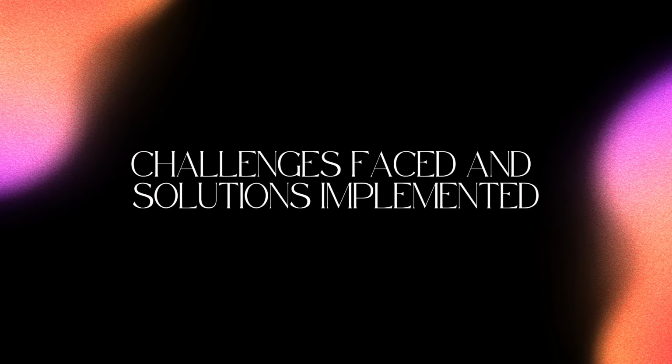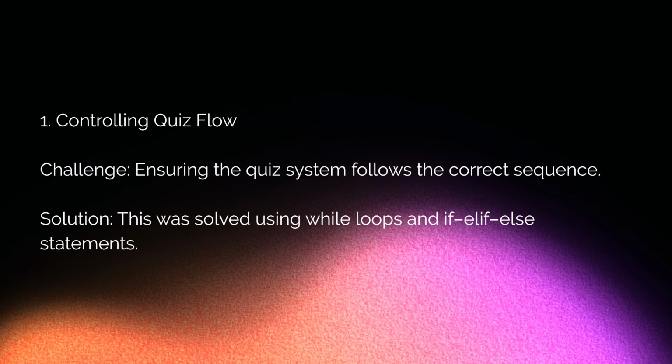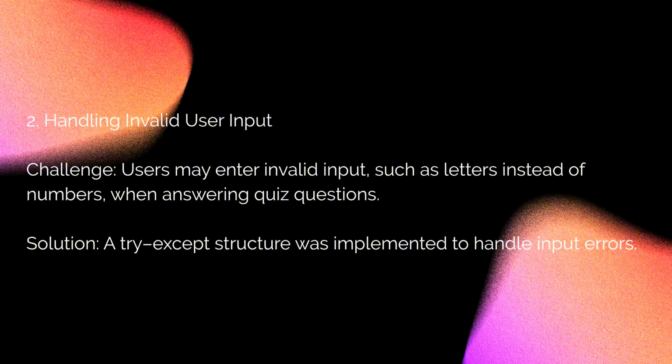Challenges faced and solution implemented. First, controlling quiz flow. The challenge: ensuring the quiz system follows the correct sequences. The solution: this was solved using while loops and if-elif-else statements. Second, handling invalid user input. Challenge: the user may enter invalid input such as a letter instead of a number when answering a quiz question. This will cause the system to crash. The solution: a try-except structure was implemented to handle input errors.